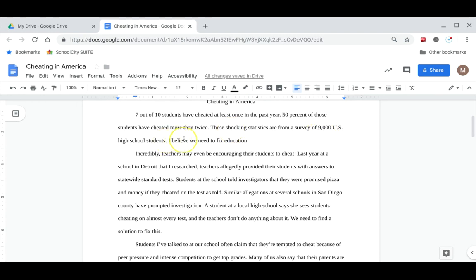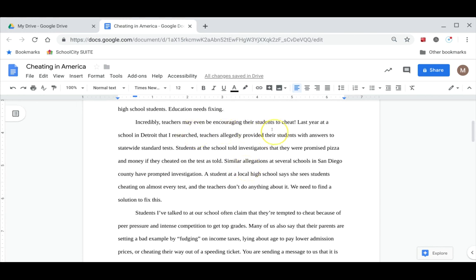That sentence is good. I believe we need to fix education. So right here is kind of their thesis, but what we need to do is we have I and we have we, which aren't allowed. So instead you could say education needs fixing or something like that.